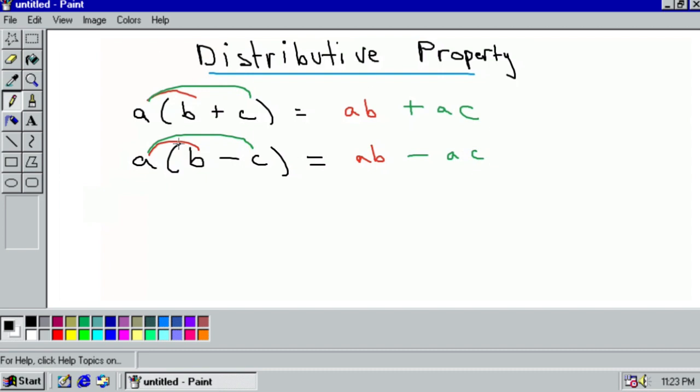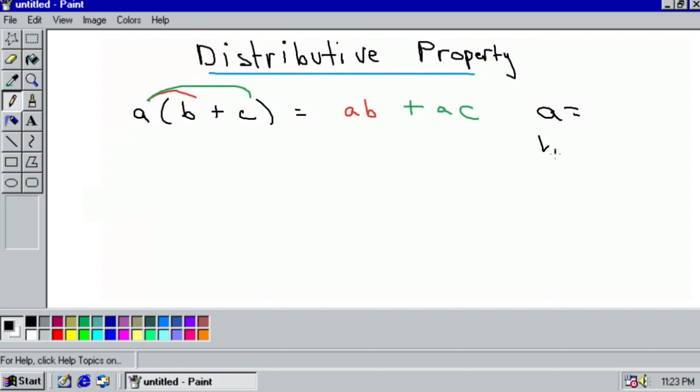Okay, so let's have an example. Let's give our variables a value to understand this property even better. Let's say our A is negative 6, B is 5, and C is 3. So we have negative 6 times B is 5 plus C is 3.